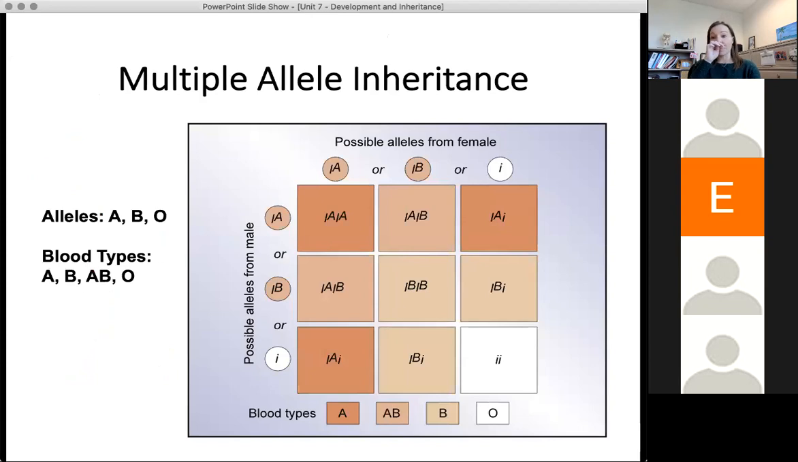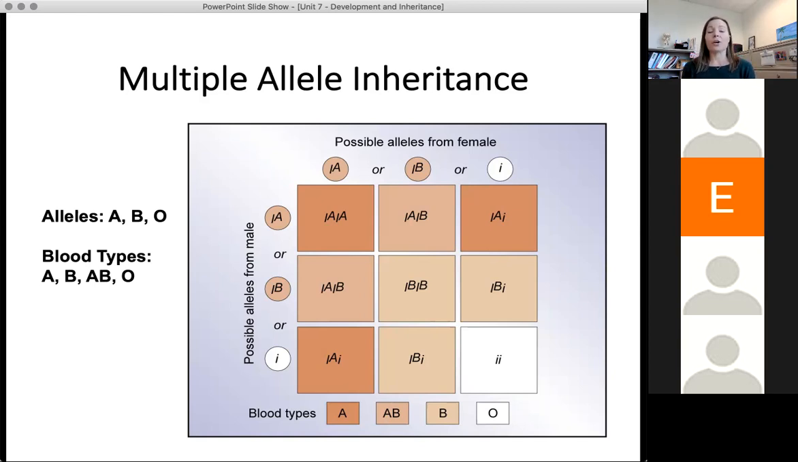All right, the next one is multiple allele inheritance. This is when genes have more than 2 alleles. So a good example is with our blood type. With the A, B, O blood types, there are 3 different alleles, one for A, one for B, and one for O. And your blood type results from whatever 2 alleles you happen to get.